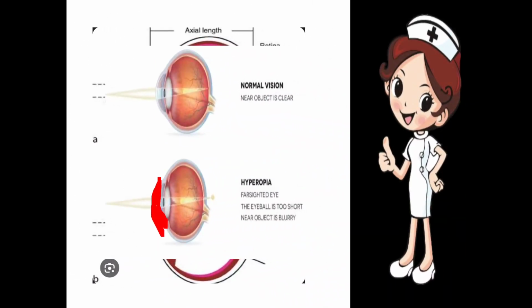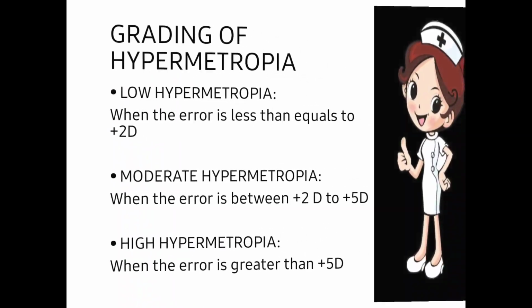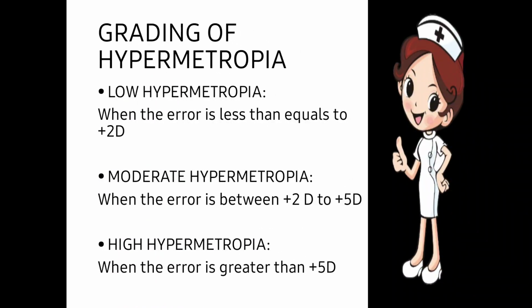Okay, let's move to the next, grading of hypermetropia. Now it is divided into three parts. First one is low hypermetropia, second one is moderate hypermetropia, and third one is high hypermetropia. In case of low hypermetropia, the error should be less than or equal to plus 2. Less than plus 2 we will consider as 1.75, 1.5, 1.25, 0.75.